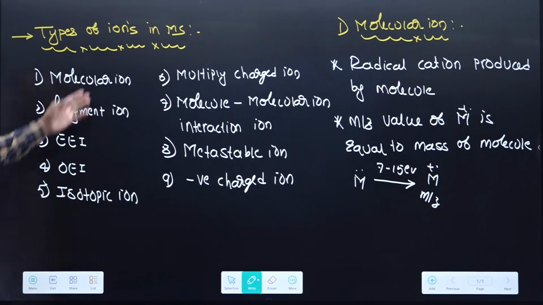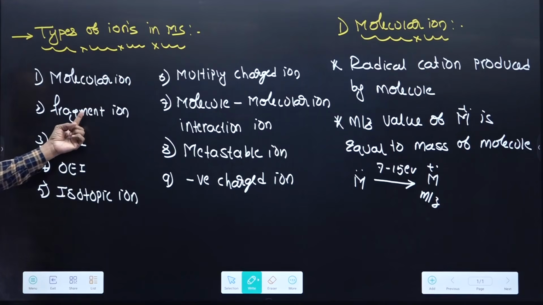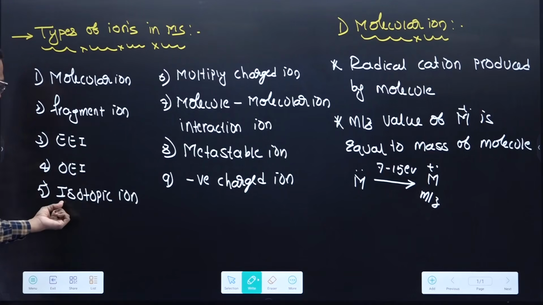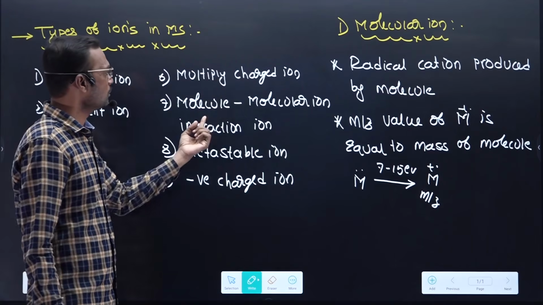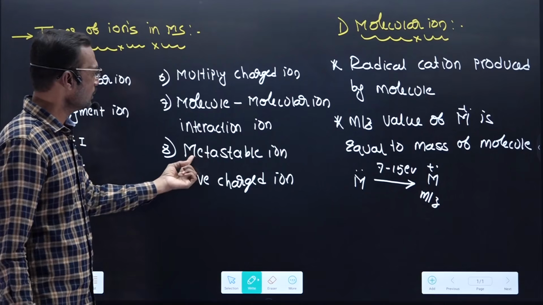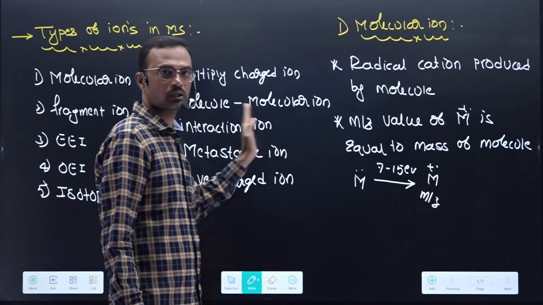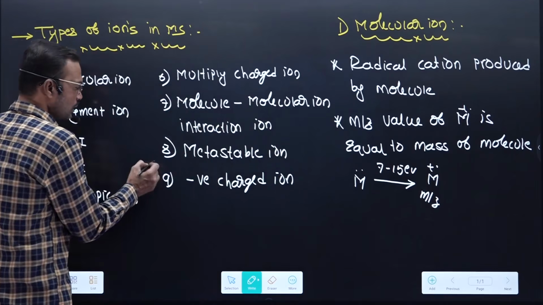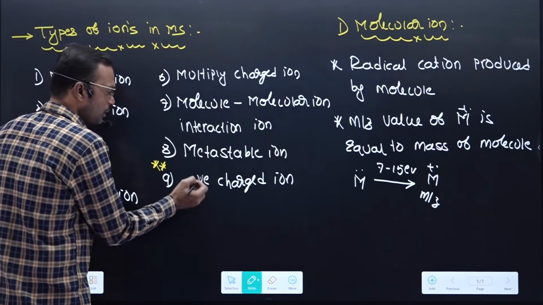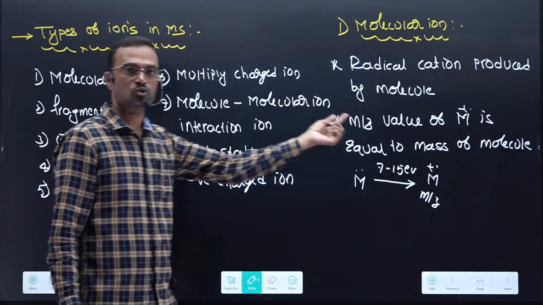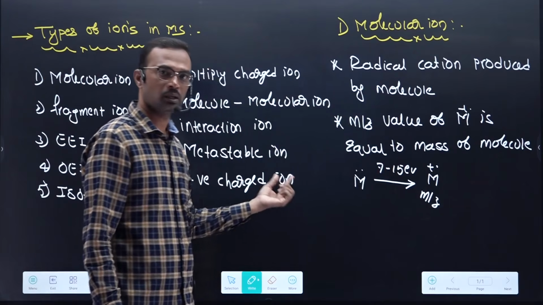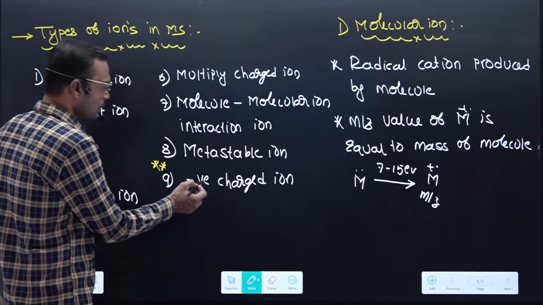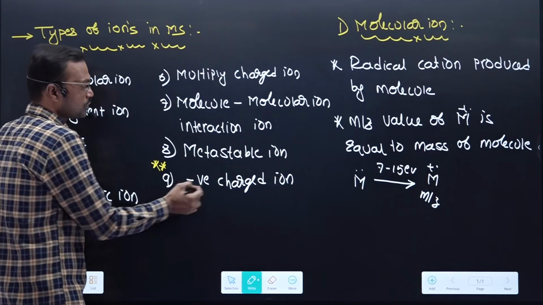So write this: types of ions in mass spectrometry: molecular ion, fragment ion, even electron ion, odd electron ion, isotopic peak produced by isotopic ion, then multiply charged ion, molecule molecular ion interaction ion, metastable ion, and one more is negative charged ion. These are the 9 types of ions available. Especially you focus on this one. This particular ion cannot be represented in positive mass spectrometry. In our spectra, we are not going to represent this one because it is a negative charged ion. It can be neglected. It is represented only in negative mass spectrometry. You can ignore this.